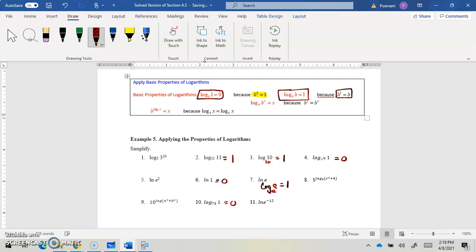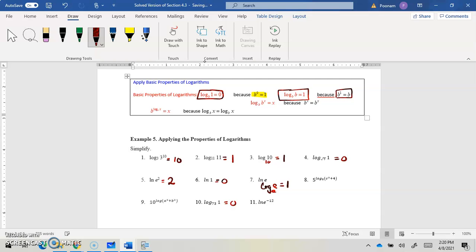Then we have log of b raised to power x, where the base is b, is equal to x. So this is exponential and log. They cancel each other because they are inverse functions of each other. That would be just x. So log of 3 raised to power 10 with base 3 would be just 10 because log base 3 and the exponential function cancel each other. Natural log of e squared. Again, log base e and e exponent cancel each other. The answer would be 2.